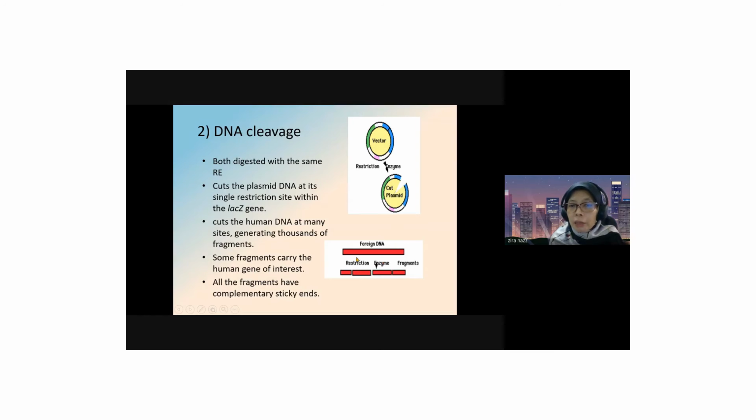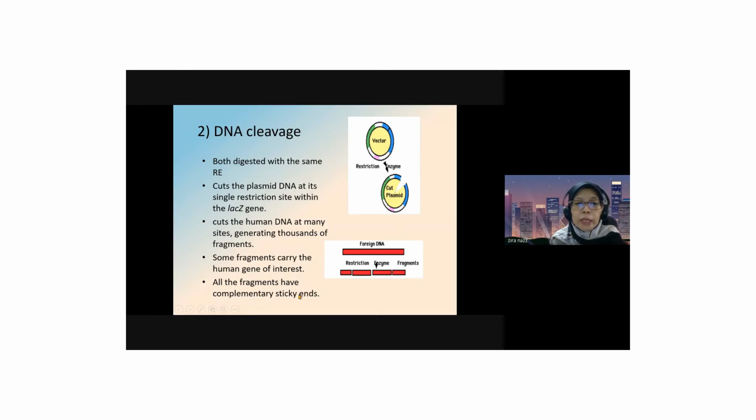This is an example of foreign DNA, so it has multiple sites, okay, or many sites of restriction enzyme. So you're going to produce a lot of fragments here. Some of the fragments carry the human gene of interest, not all fragments carry the gene of interest, because you have to take note. That's why afterwards, we're going to have screening methods to identify the gene of interest. It's going to be another technique, which is known as nucleic acid hybridization technique. Nucleic acid hybridization technique is used to identify the gene of interest. So take note on that.